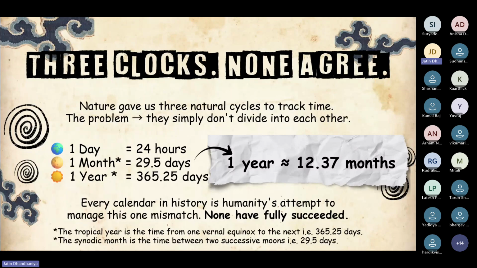the time from one vernal equinox to the next. And every calendar in history has attempted to manage this mismatch. The big mismatch here is that one year becomes 12.37 months with this calculation. None have fully succeeded, even till now.